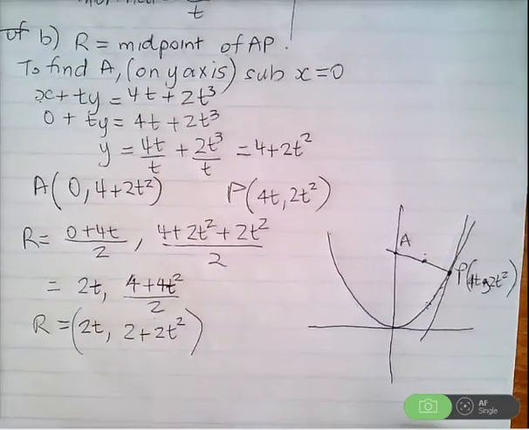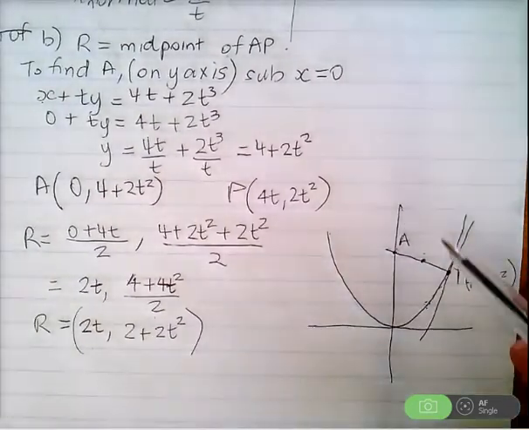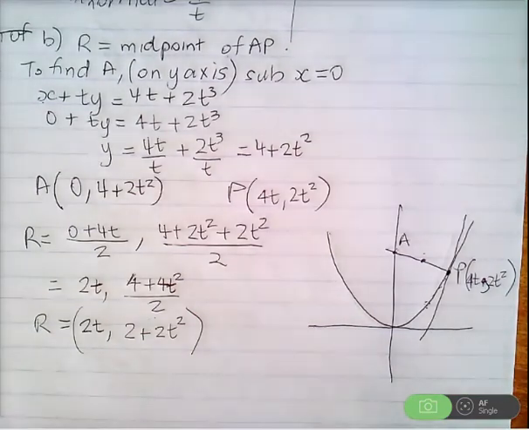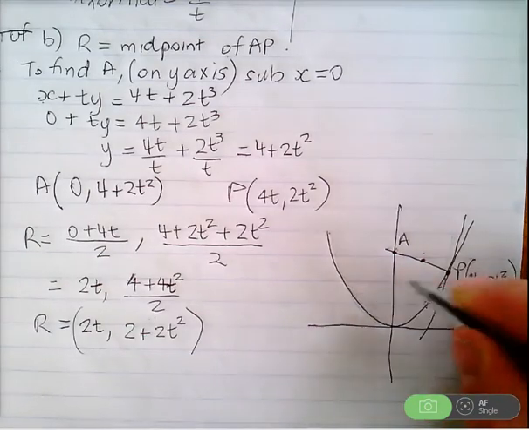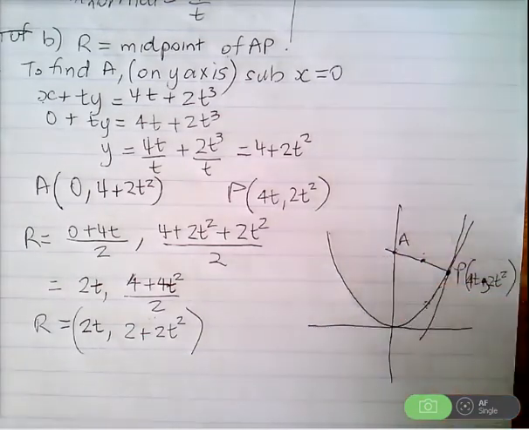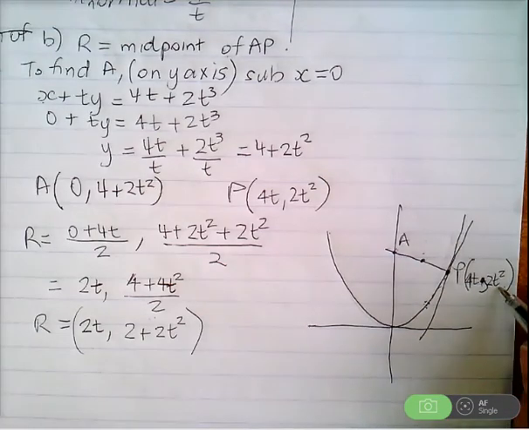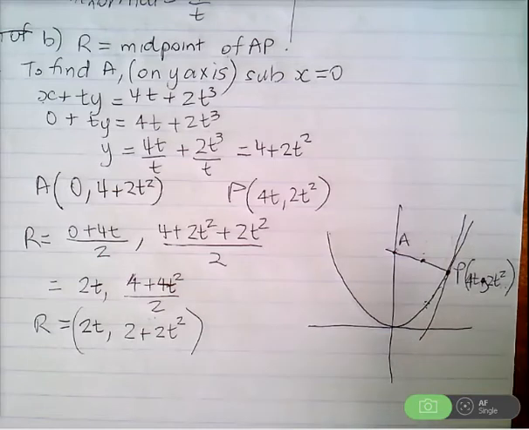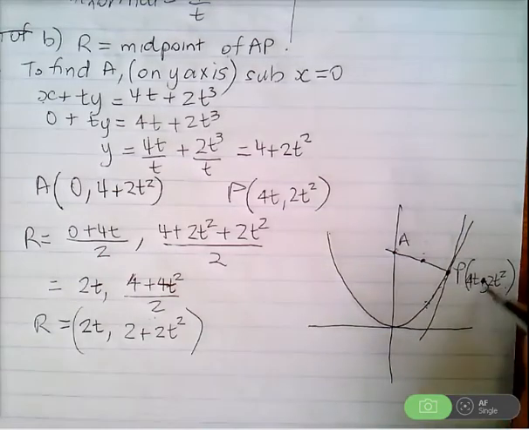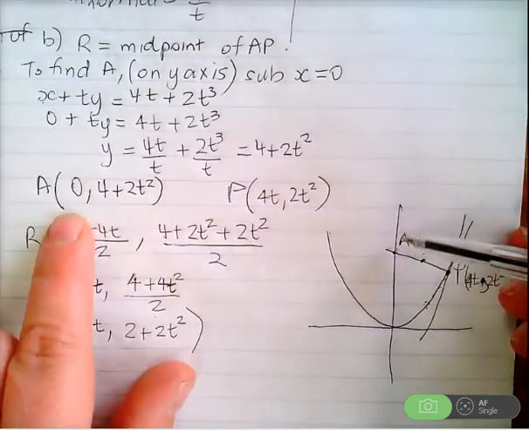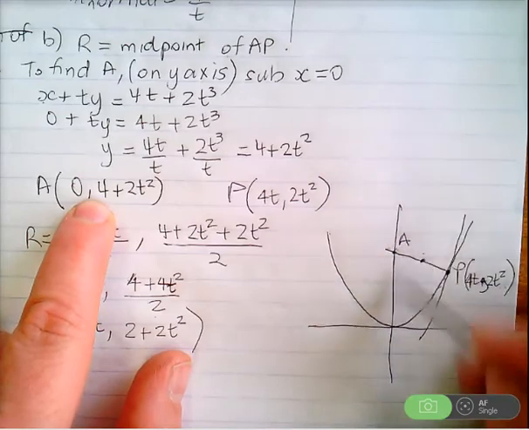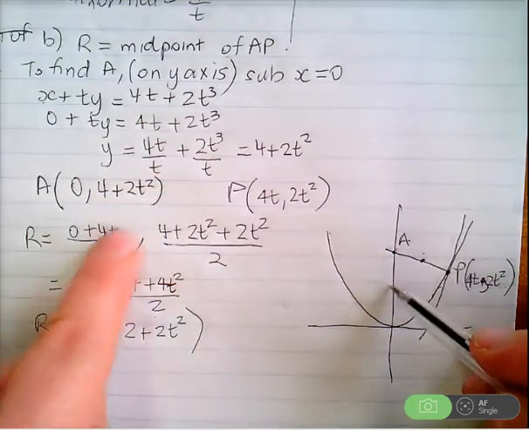I'm going to tell you in a minute; that's what I'm trying to explain now. P moves all the time, so it'll move down here and all the way along there. And A will move as well with it, depending on what t is. See, if t is 1, point P, which is (4t, 2t squared), would be (4, 2). If t is 2, it would be (8, 8). P moves, and A moves as well. A will always be on here, but it'll move up and down, depending on the value of t.